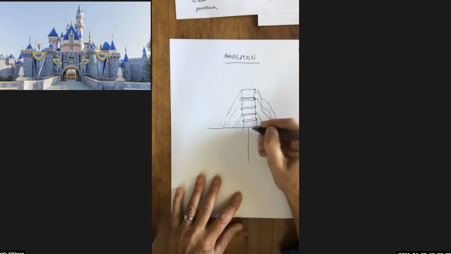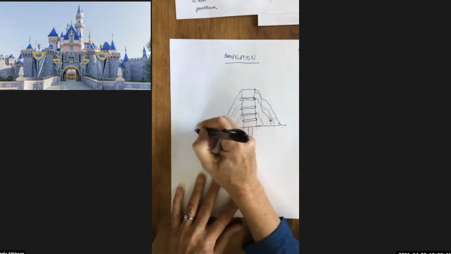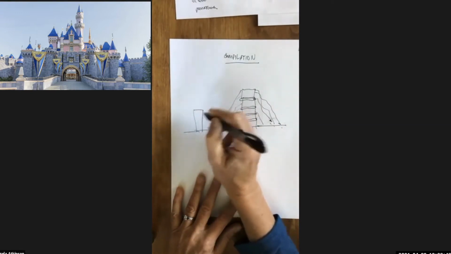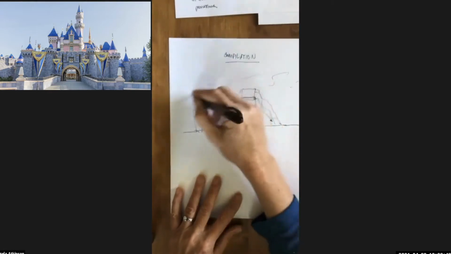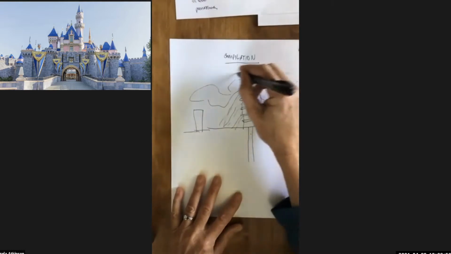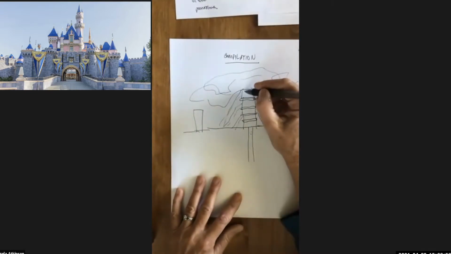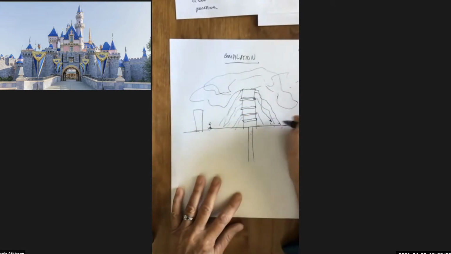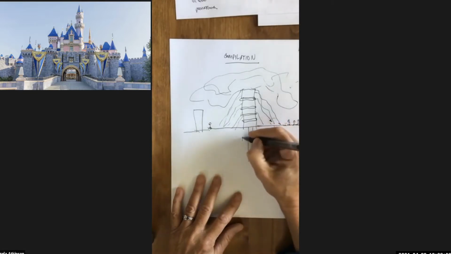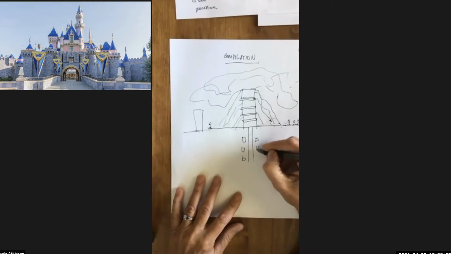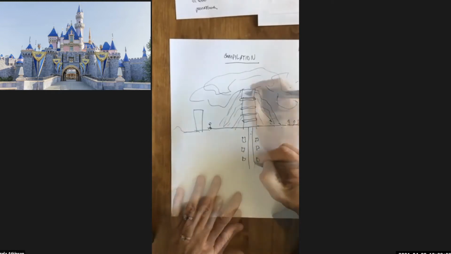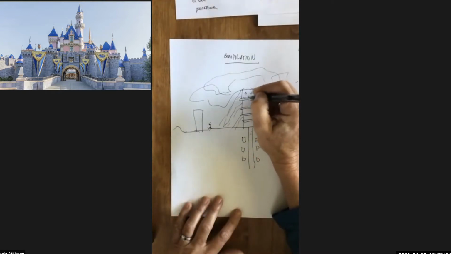There's a path that leads up. There's a smaller structure here. There's haze and fog around. Small people around. Something marking the pathway. Openings.